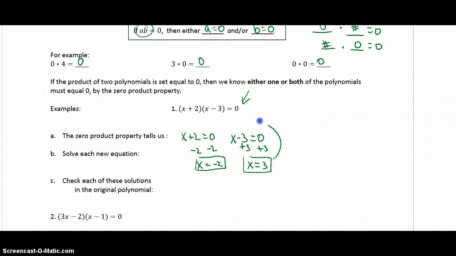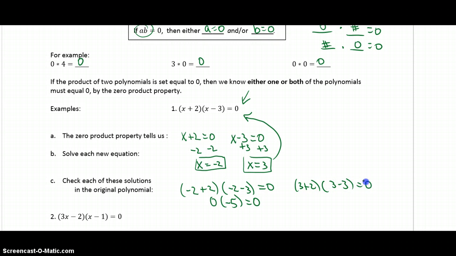As always, you can check your answer by plugging it into the original problem. If we take parentheses, negative 2 plus 2, and put negative 2 in again, minus 3, when we calculate that, the first parentheses is a 0, times negative 5. Well, 0 times negative 5 is 0. And then we can check the 3. 3 plus 2, 3 minus 3 equals 0. The first parentheses is 5. 3 minus 3 is 0. 5 times 0 is 0. So both of our solutions work.